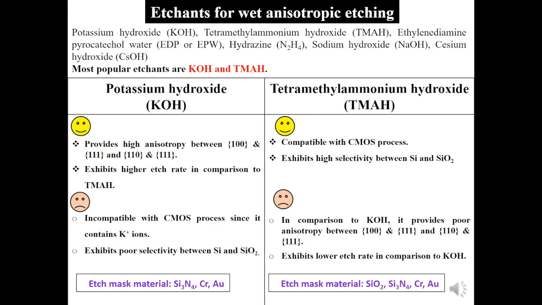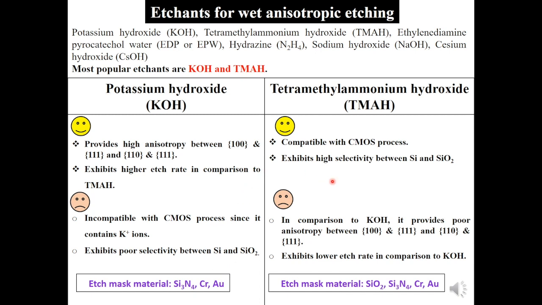For example, potassium hydroxide provides high anisotropy between 100 and 111, and 110 and 111. It exhibits a higher etch rate in comparison to TMAH, but the main drawback of this etchant is that it is incompatible with the CMOS process since it contains K plus ions. It exhibits poor selectivity between silicon and SiO2. The common etch mask materials for KOH solution are silicon nitride, chromium, and gold.